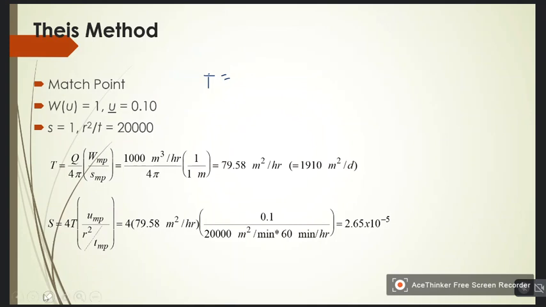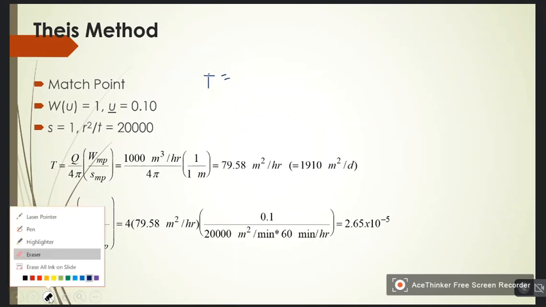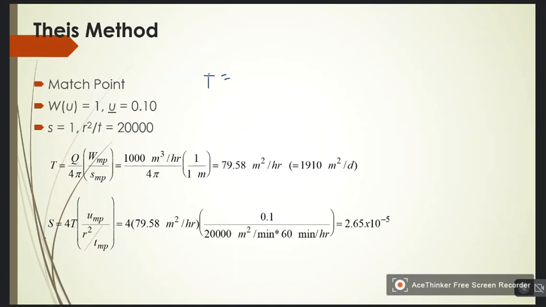Sir, what is the Thies method? Sir, briefly explain. This method is, Thies has given this procedure, so this is called the Thies method. The Thies method is done in two ways. One is directly using the well function table, but that is used only when the aquifer characteristics are known.